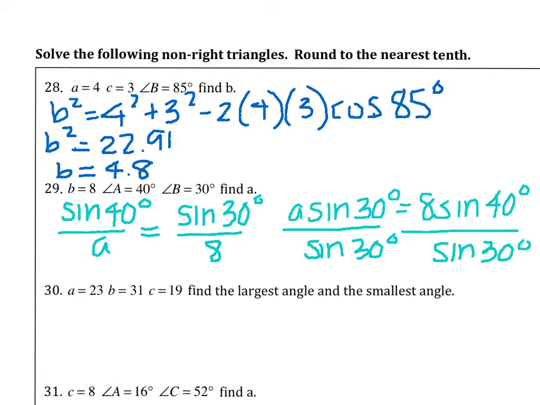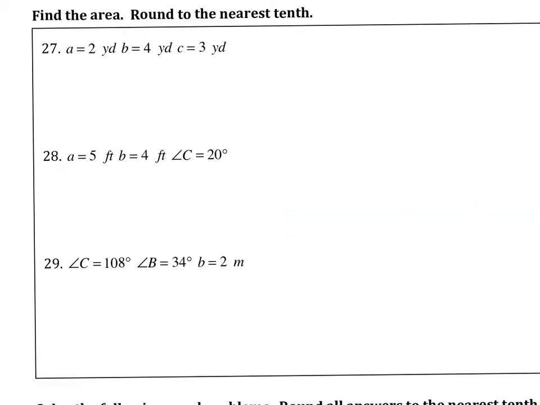The important thing for me to remember, though, is that when I'm putting 40 degrees in, I need to make sure to close that last parenthesis. And I end up getting a equals 10.3 in my calculator. So make sure I know how to use law of sines and law of cosines. Now let's move on to area. I would definitely expect to have a problem like 27 and a problem like 28 on your test.